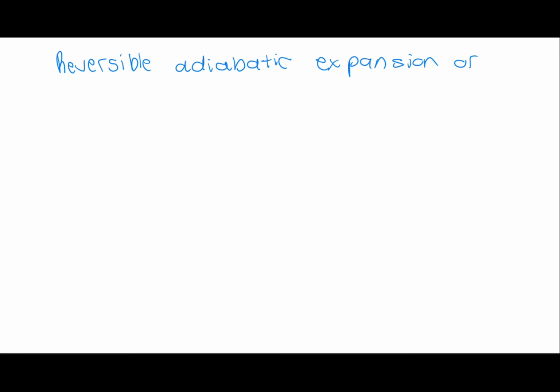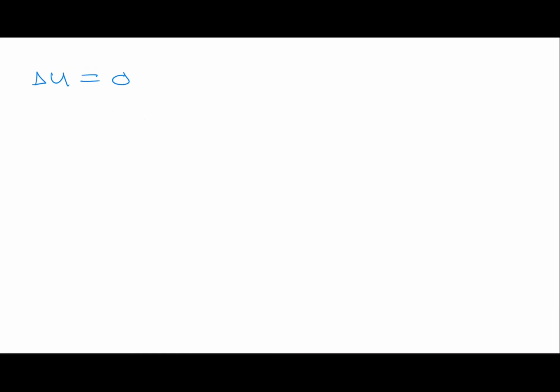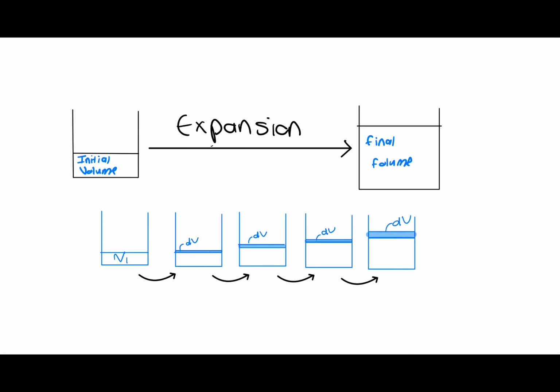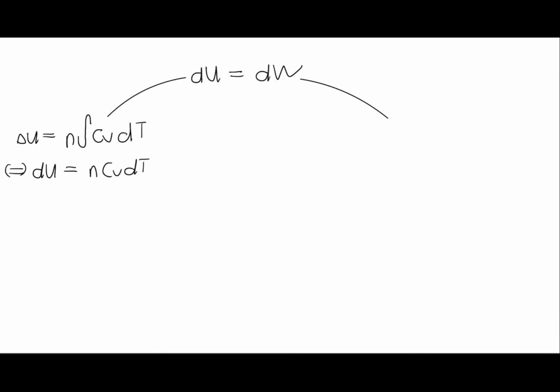Next, we look at a reversible adiabatic expansion or compression of an ideal gas with constant heat capacity. Of course, the first thing we can simplify is our energy balance, since heat is equal to zero. Again, we consider the process to occur as if an infinite amount of small processes are summed together. Thus, we change our energy balance to a differential energy balance. Let's consider the internal energy. We know that change in internal energy is equal to moles times the integral of Cv dT. Thus, the differential element dU is equal to moles times Cv times dT.